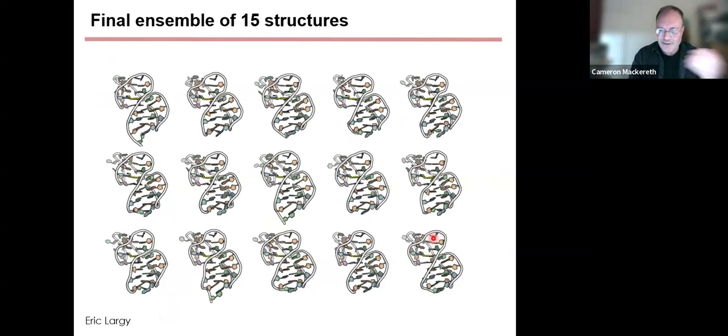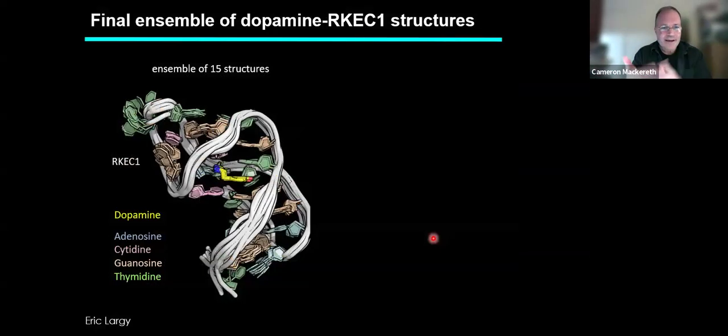So there's 15 of them. You can superimpose them, and that's what we typically do. And we can now talk a little bit more about the structure itself. So here's a superimposed ensemble of 15 structures. You can see, most importantly, the dopamine located here in yellow. And maybe you start to see that there's possibly something a little more complex going on than a simple duplex and a bulge where the dopamine binds.